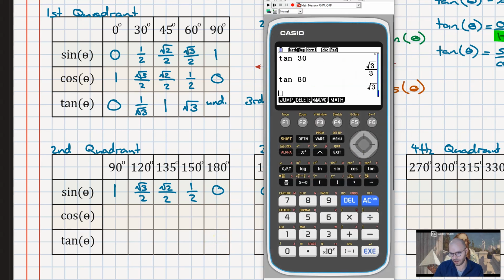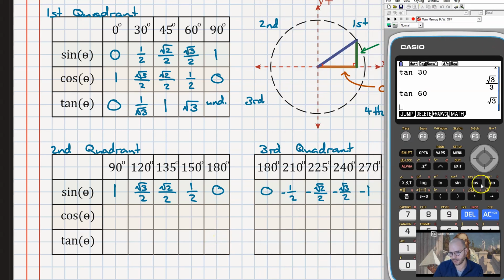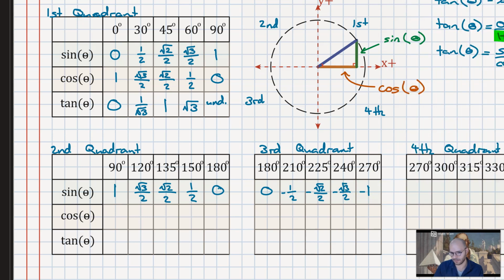So if we go ahead and have a look at that, we get sine of 210 comes out to be a value of negative a half. Sine of, let's say, 240, negative root 3 on 2. So that's why they're negative over here.